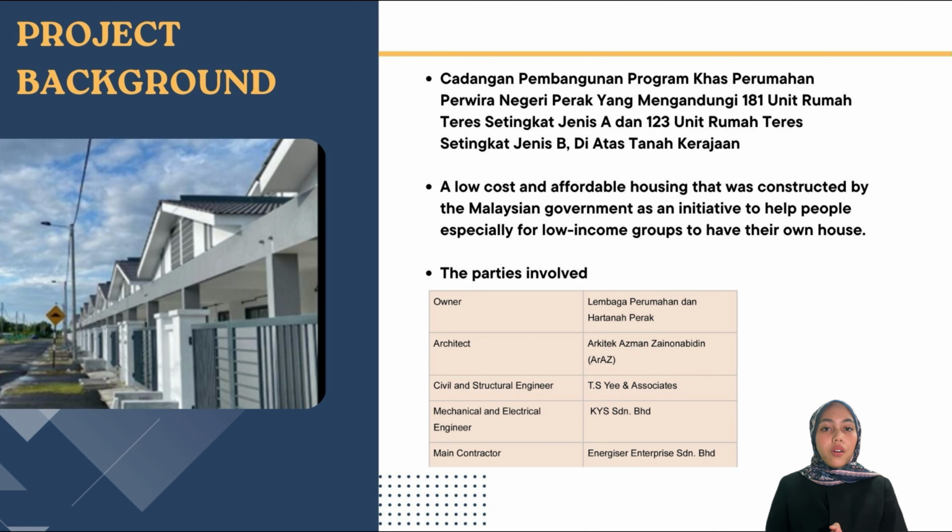The parties involved in this project are the owner, Lembaga Perumahan dan Hartanah Perak; the architect, Architect Azman Zainul Abidin; the civil and structural engineer, DSC and Associates; the mechanical and electrical engineer, KYS Namaran; and lastly, the mechanical contractor, Energizer Enterprise Namaran. This project demonstrates the importance of collaboration among various stakeholders to achieve the goal of providing affordable housing.